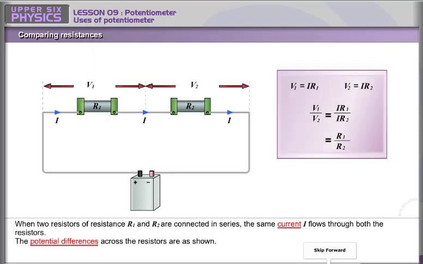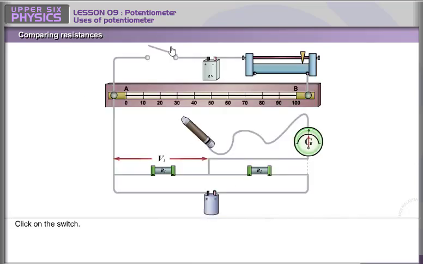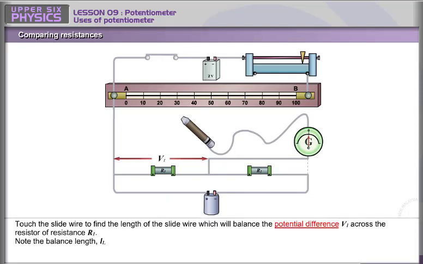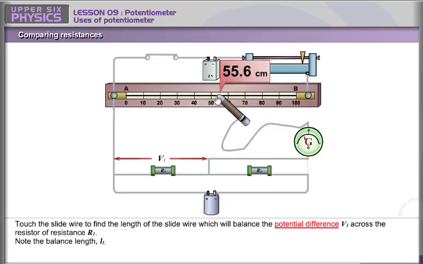When two resistors of resistance R1 and R2 are connected in series, the same current I flows through both the resistors. The potential differences across the resistors are as shown. Click on the switch. Touch the slide wire to find the length of the slide wire, which will balance the potential difference V1 across the resistor of resistance R1. Note the balance length L1.